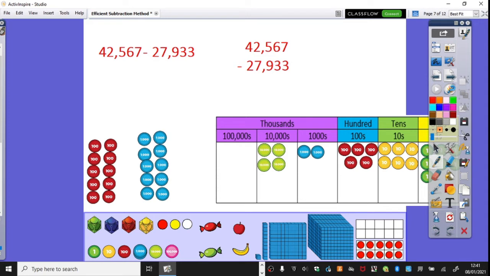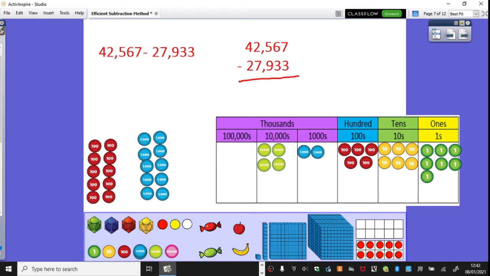We had 42,567 subtract 27,933. Yeah, I definitely think a column method is going to be the way forward for this one, Year 5. If we see here, we can see I've made the number at the bottom here with our place value counters just to remind us again. So let's start again with our 1s. 7 1s take away 3 1s is going to leave us with 4 1s, and our 6 10s take away 3 10s. It's going to leave us with 3 10s.